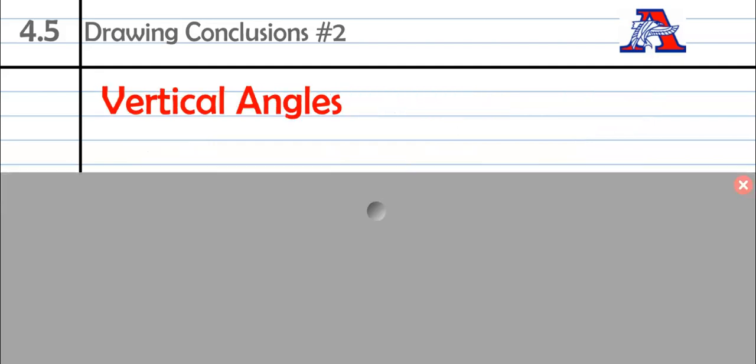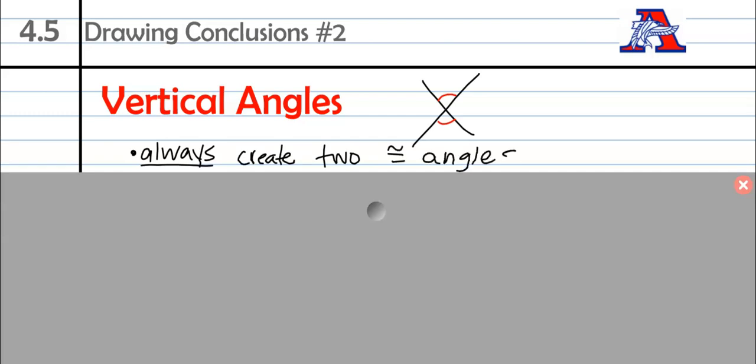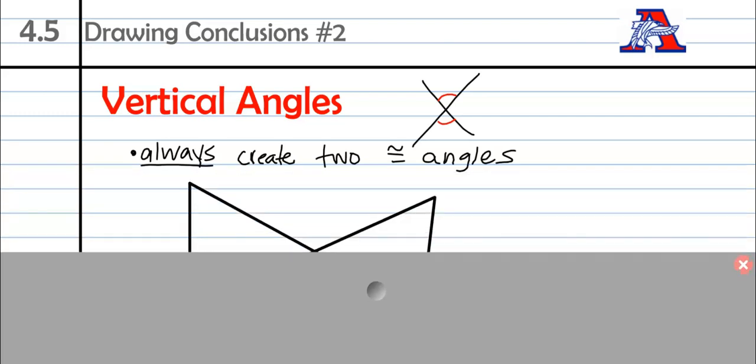Next one, vertical angles. Again, not entirely new to us. Vertical angles are those angles that if you can kind of find the letter X, they're going to be across from each other. Okay? They are always going to be congruent. So anytime you have that situation, you are always going to end up with two congruent angles.